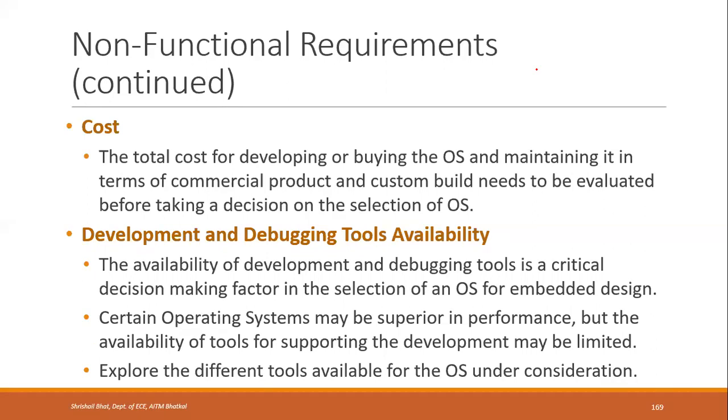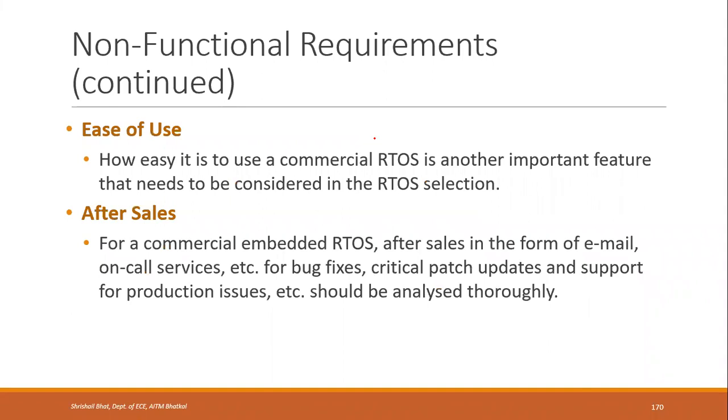The tools available for development and debugging also play an important role. The availability of development and debugging tools is a critical decision making factor. Certain operating systems may be superior in performance, but the availability of tools for supporting the development may be limited. So we need to explore the different tools which are available for the OS that you are considering. Next requirement is ease of use. How easy it is for the user to use is also one of the requirements. How easy it is to use a commercial RTOS is another important feature that needs to be considered in the RTOS selection.